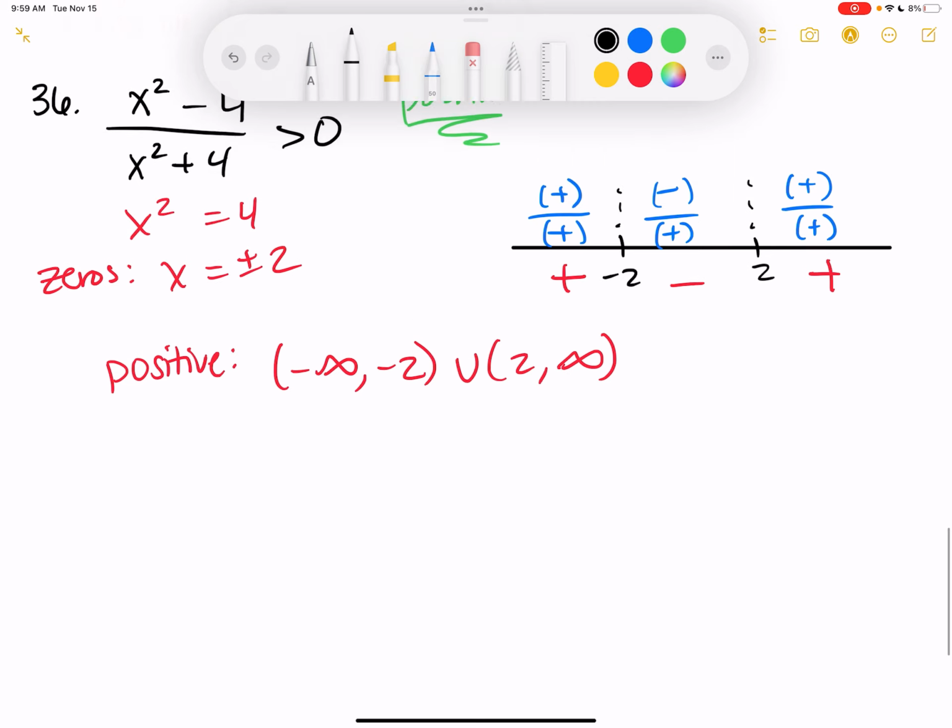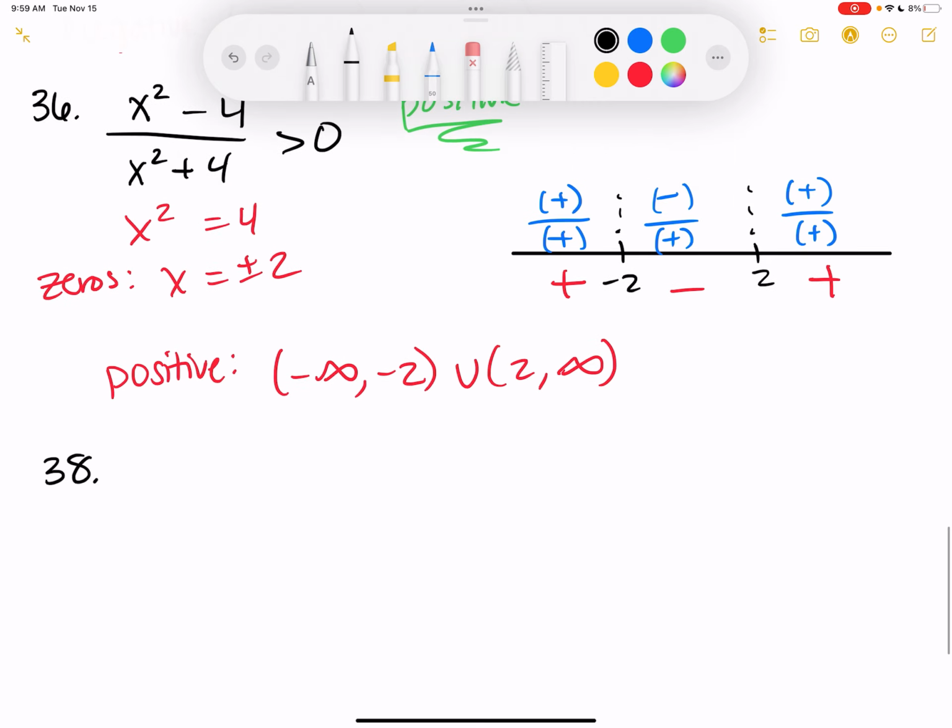Number 38. We're going to set this one up together, and then I'm going to let y'all solve it after that, because there are two things that have to be factored. So x squared plus 3x minus 10, all over x squared minus 6x plus 9, is less than 0. So first of all, what values do I care about? Negative. I only want negative.